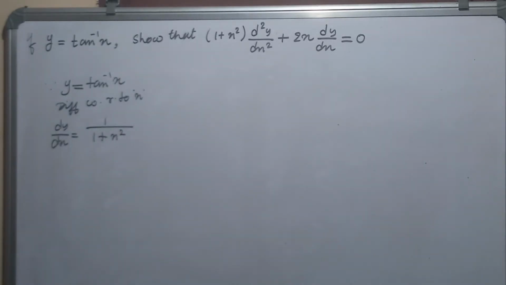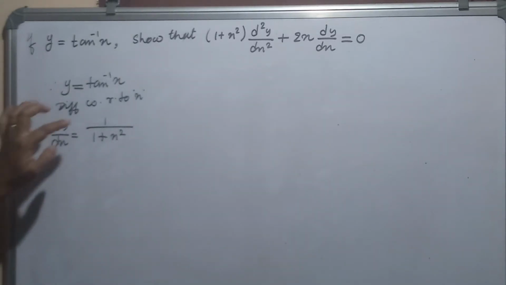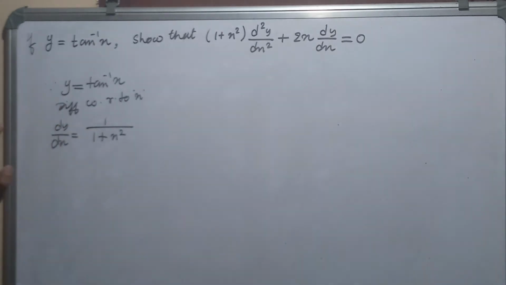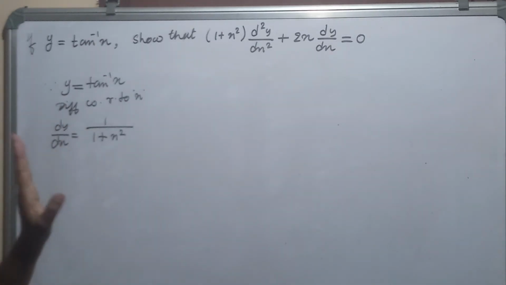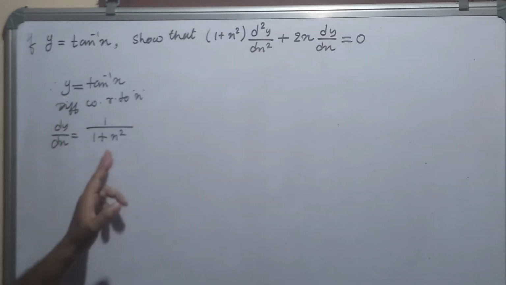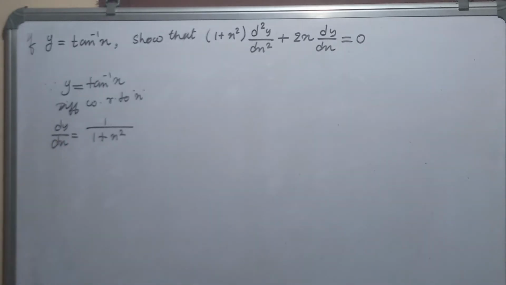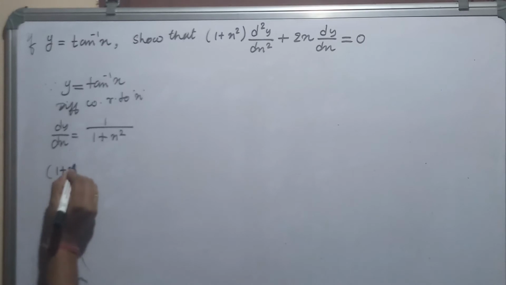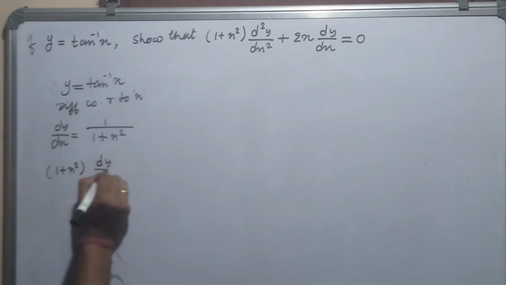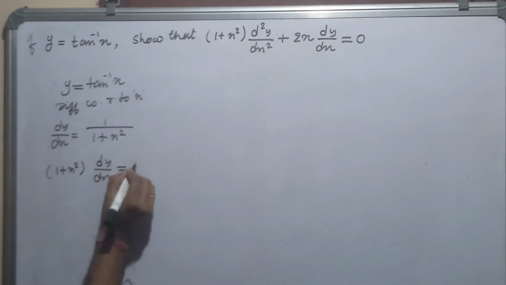Now sir, in this question, the first order derivative is in terms of numerator over denominator. From such kind of numericals, what you have to do next to get the second order derivative is to cross multiply, then use the formula. Cross multiplying, this one will be (1 plus x square) dy by dx equals 1.